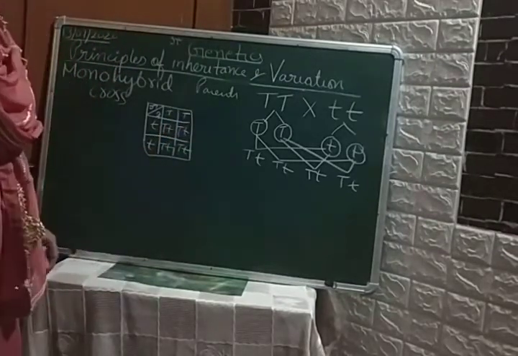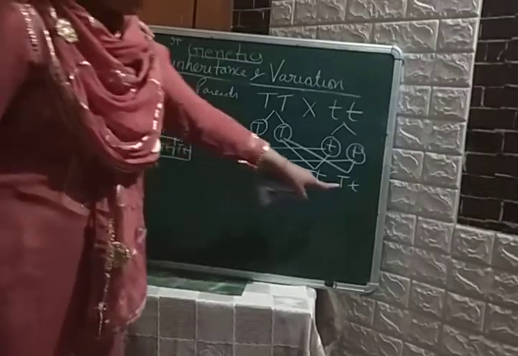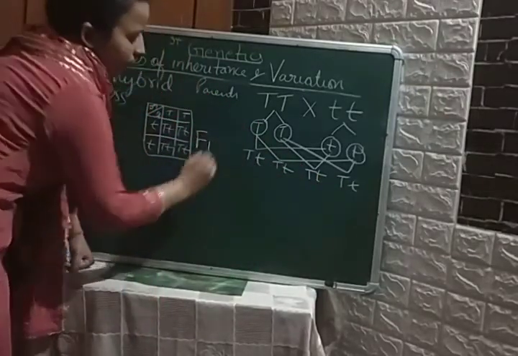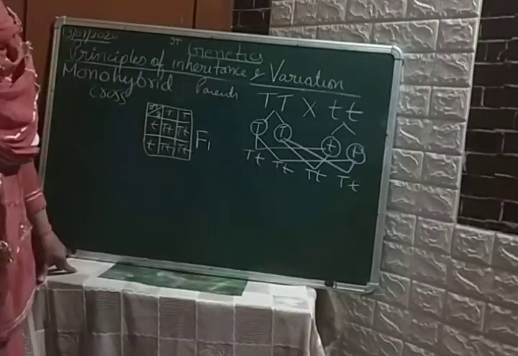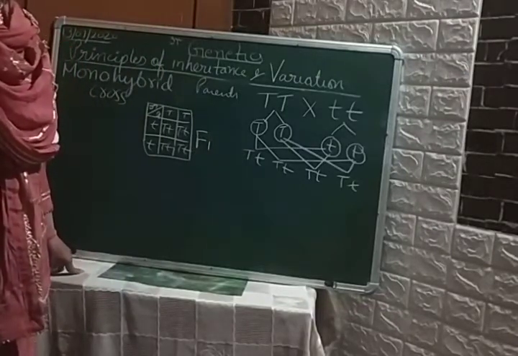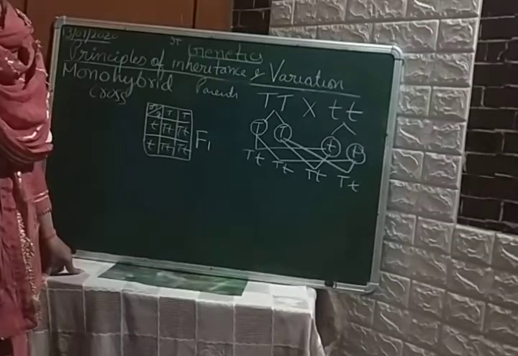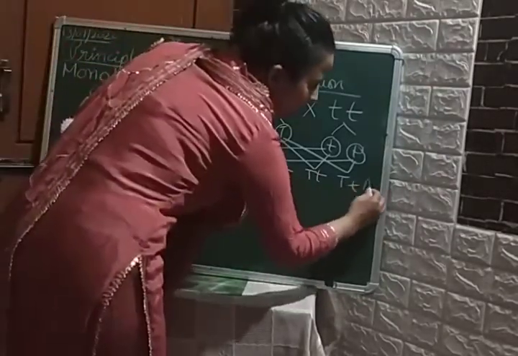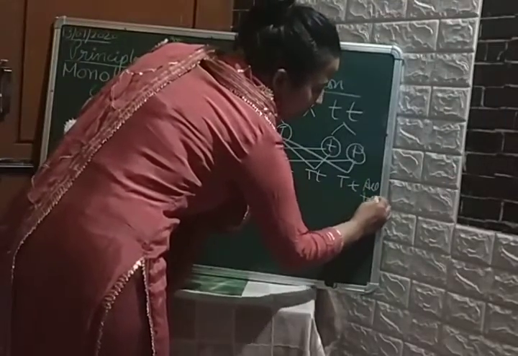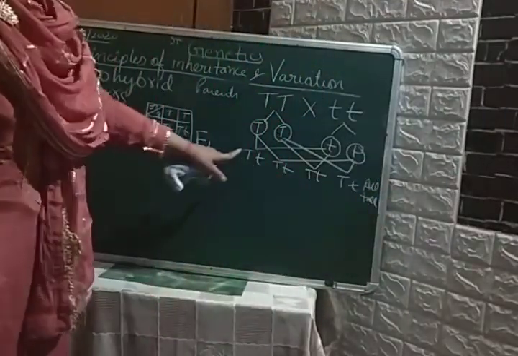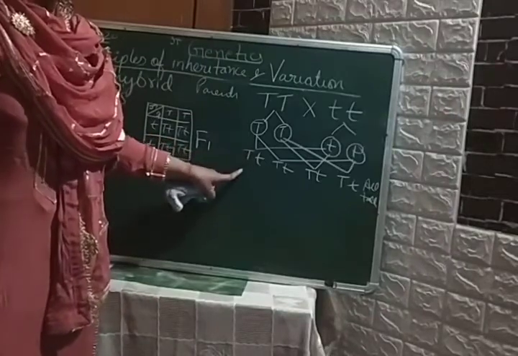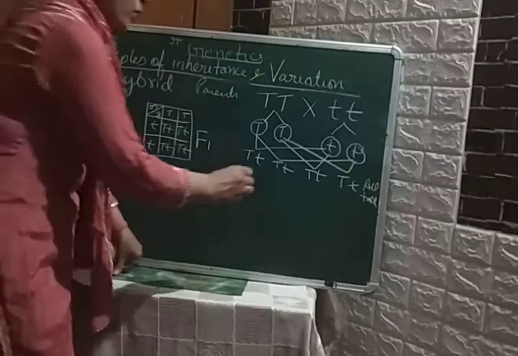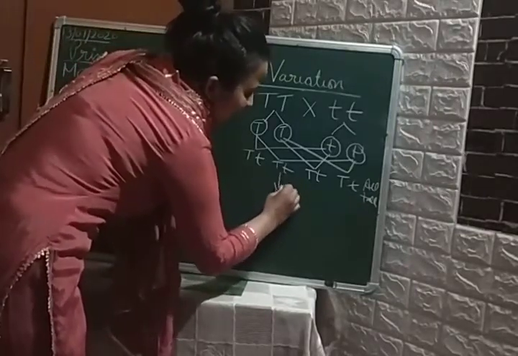Now you need to tell me what is the phenotype of your F1 generation. What is the phenotype of your F1 generation? All are tall. Okay, yes. All tall in your F1 generation. Why? Because capital T is expressing itself and it is dominant. Clear?